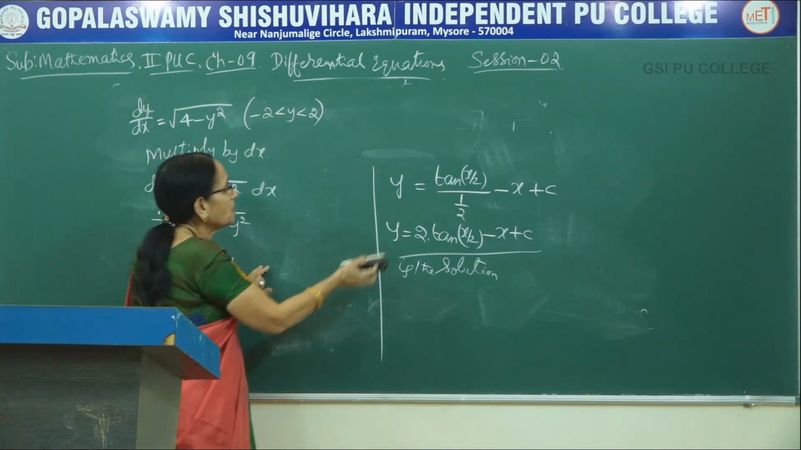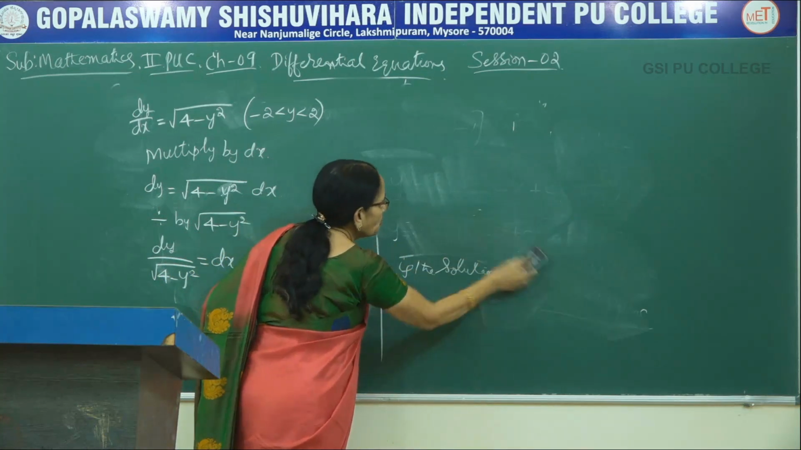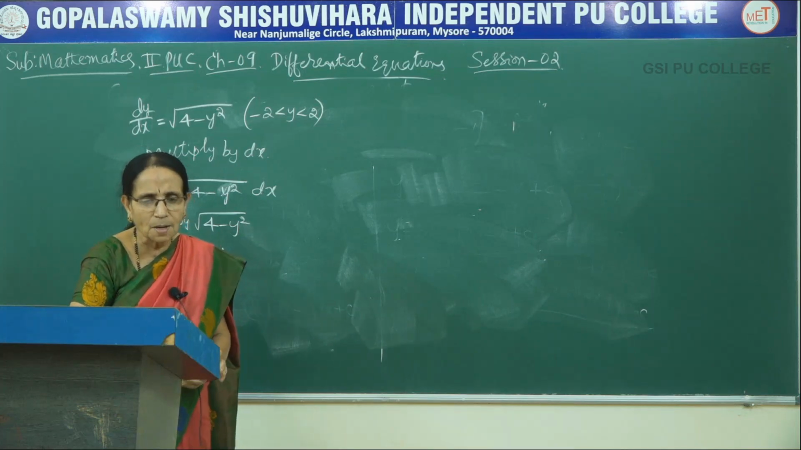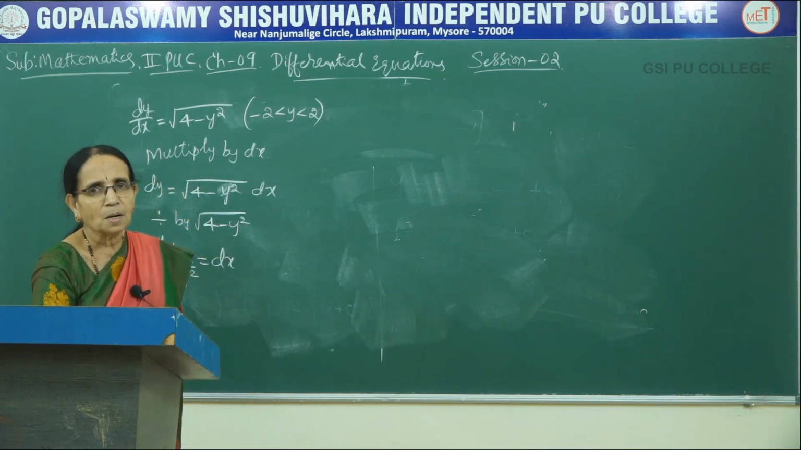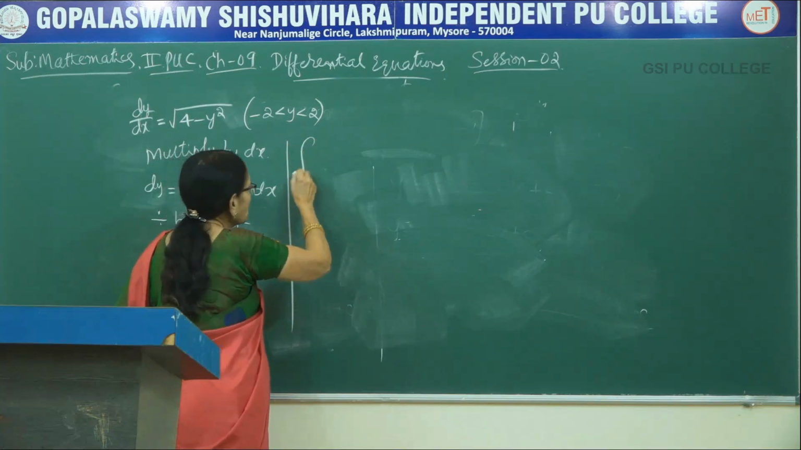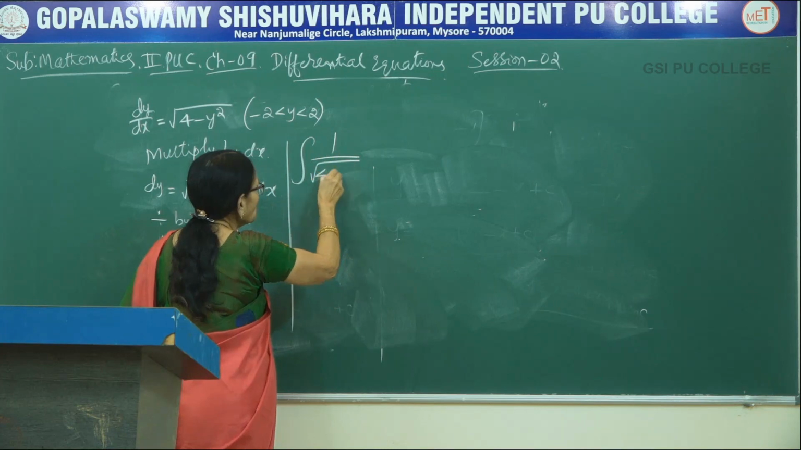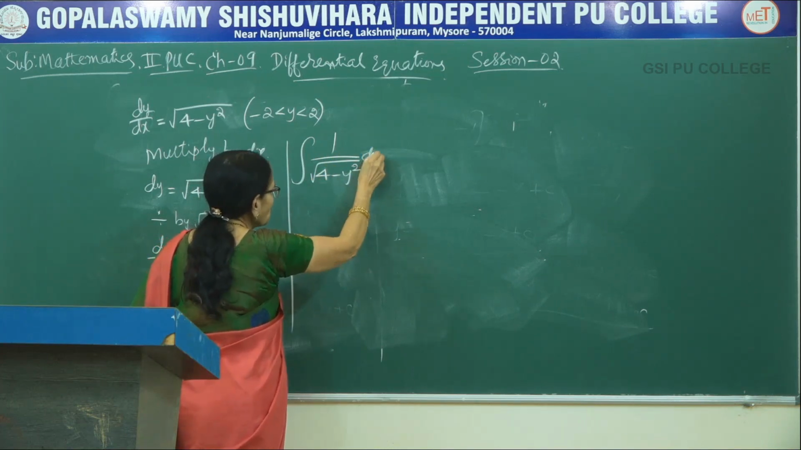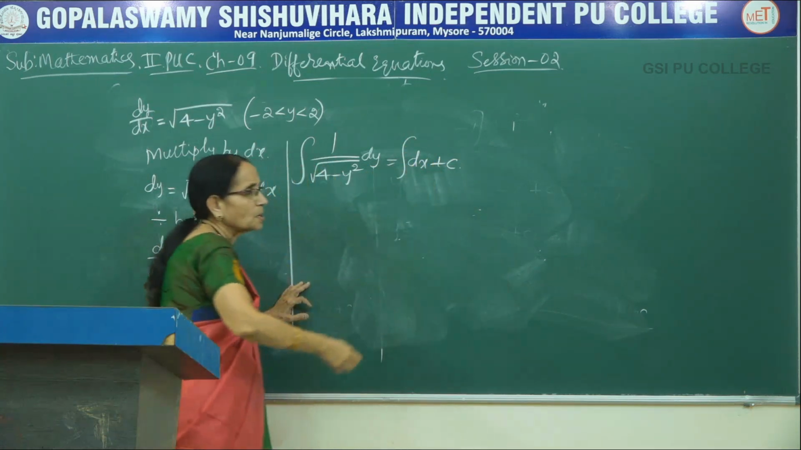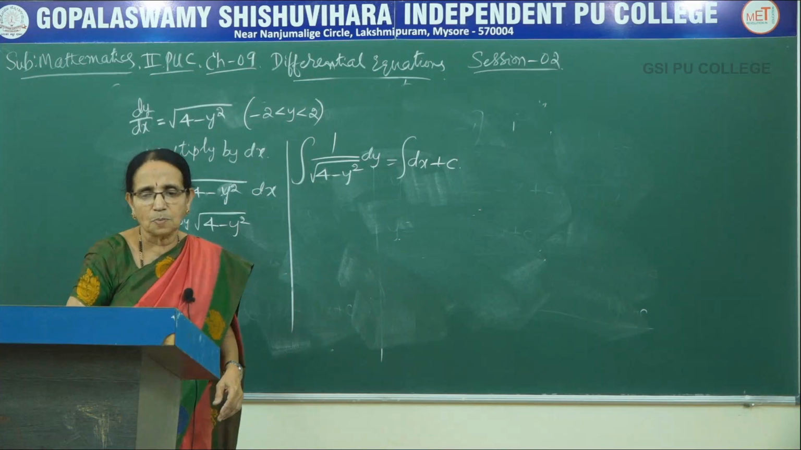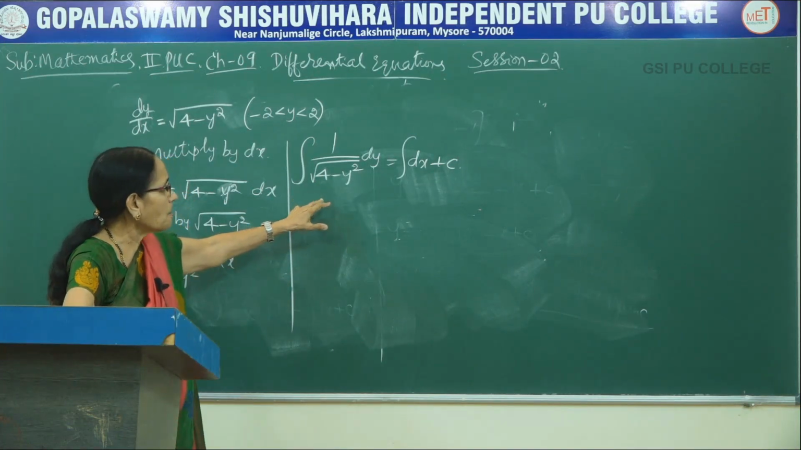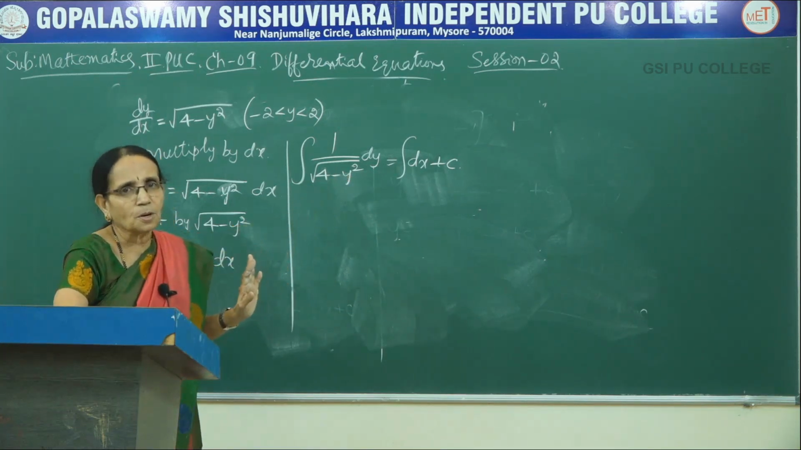See, whether it is multiplying or dividing, we do the operation for both the sides of the equation. It is understood that we multiply both sides, divide both sides. Okay. Now we can do the integration. Integrate 1 divided by root of 4 minus y square into dy is equal to integral dx plus the constant. Look here. Now again, the right hand side is a basic function.